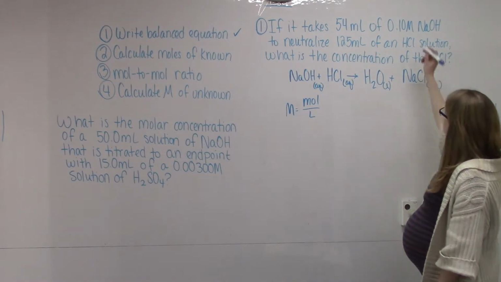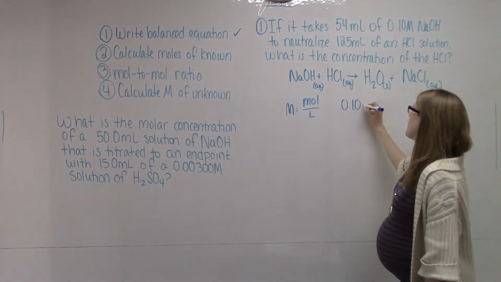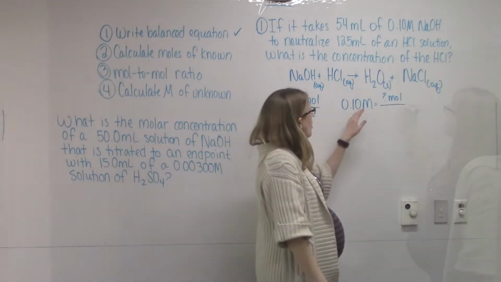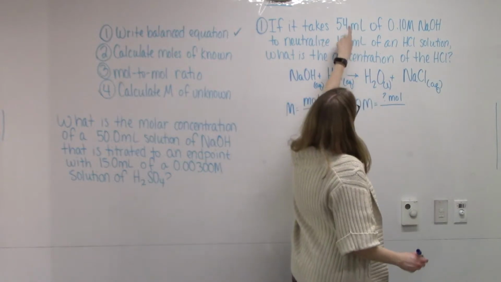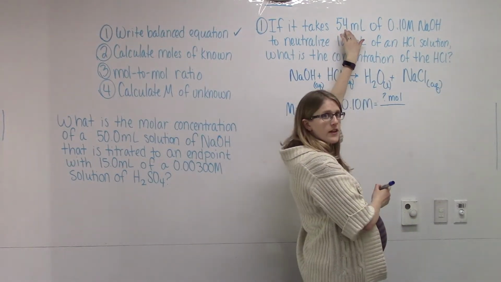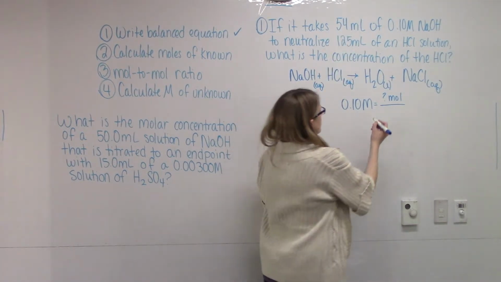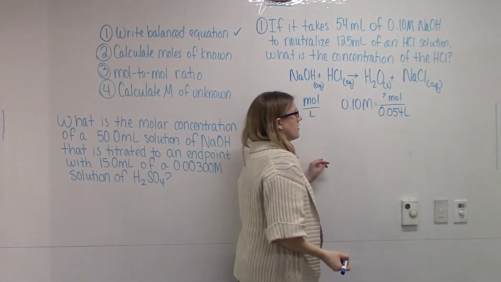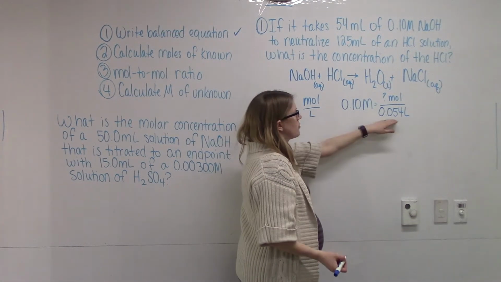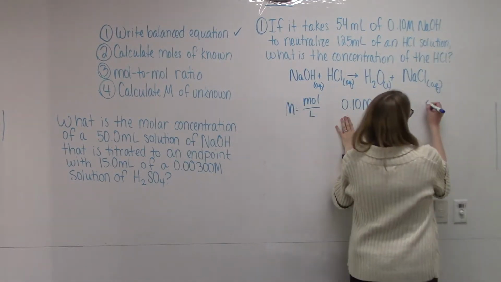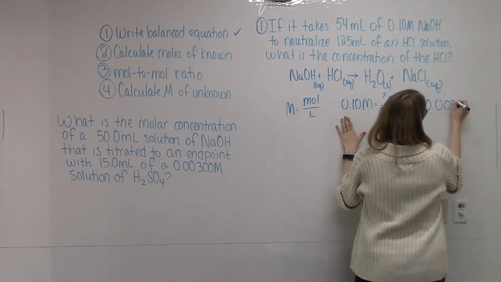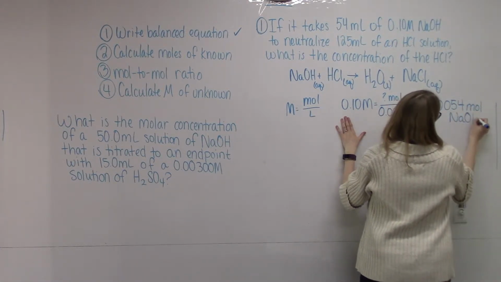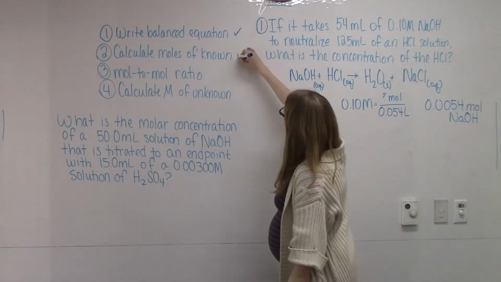Our molarity is 0.10 equals, we're trying to find the moles. Okay, so we need to put our volume of NaOH on the bottom here. Ooh, look, it's in milliliters. We've got to make sure we convert that to liters. So it's 0.054 liters. Multiply that by 0.054 times 0.1, and we get 0.0054 moles of NaOH. So now we've done moles of known.